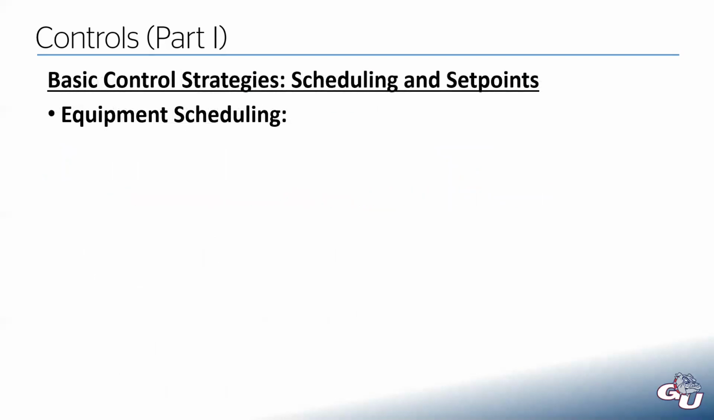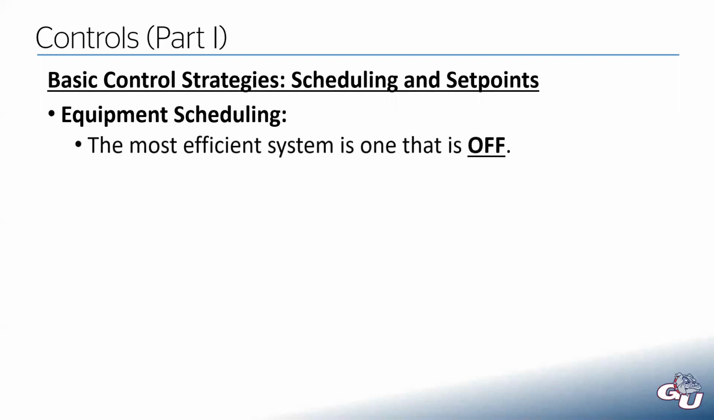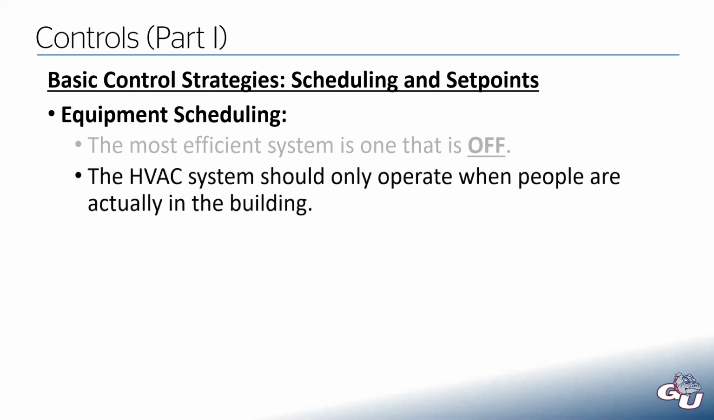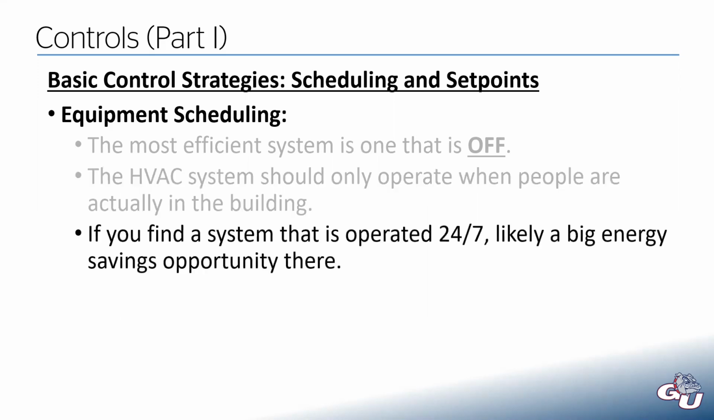With equipment scheduling, the most efficient system is one that is off. The HVAC system should only be operating when people are there. If nobody's there, the system should be off. So if you go out and you find a system that is just running 24/7 for no reason, I see dollar signs in my eyes. That is a big, big savings opportunity.